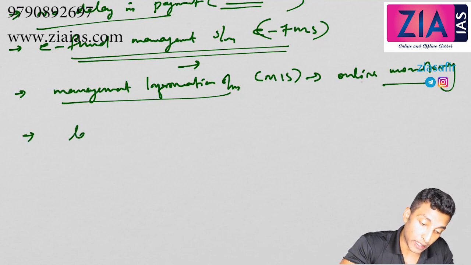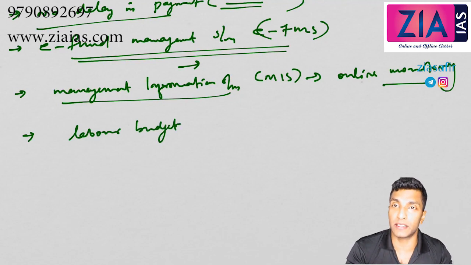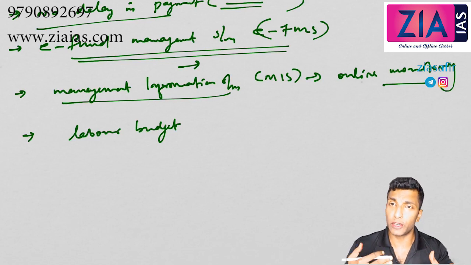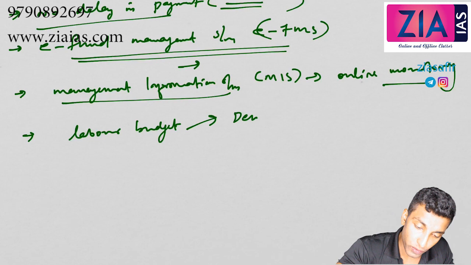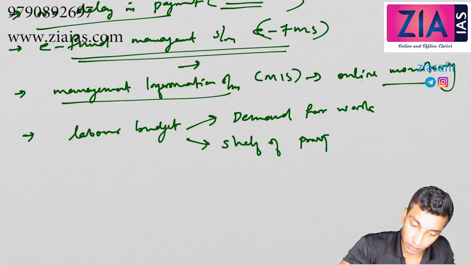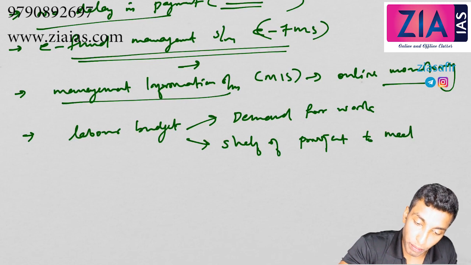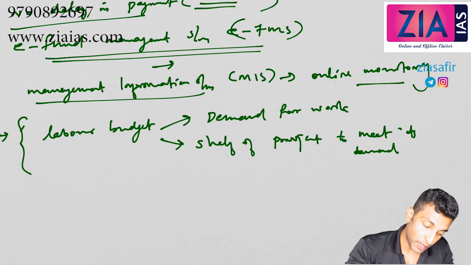Okay, then labor budgets. You actually have to make a labor budget. That means this month this much work has to be done, next month that much has to be done. It all depends on the workers' availability. It's not that you start something and cannot drop it in between. So you plan and make the labor budget. It has two components: demand for work and shelf of projects to meet its demand. Okay, so labor budget should be there.